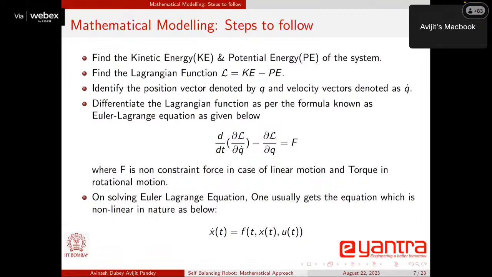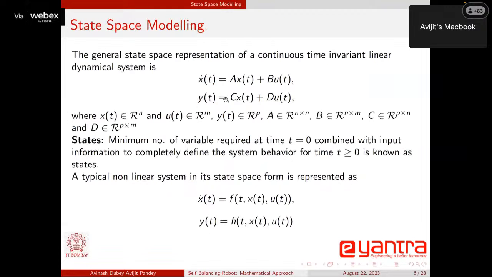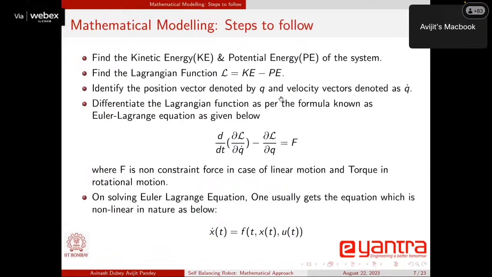So in order to have these equations Ax plus Bu and Cx plus Du, we need to derive a mathematical model of our system, and that can be done by following these steps. There are various methods to do it. This is the common method that we use at eYantra, so we are sharing it with you.